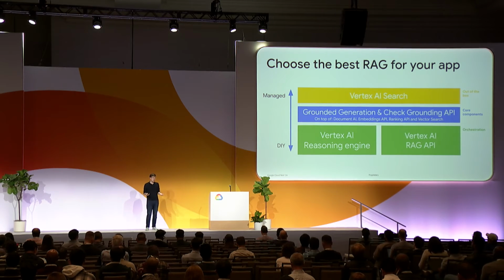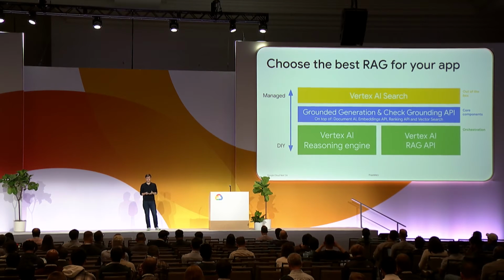And specifically for grounding, we think the grounded generation API and also the check grounding API can be extremely important. I'm going to talk about them in just the next section. And then you also have to think about how do I actually orchestrate this? Where does my RAG application actually run? And for this we have two offerings that we're announcing this week.